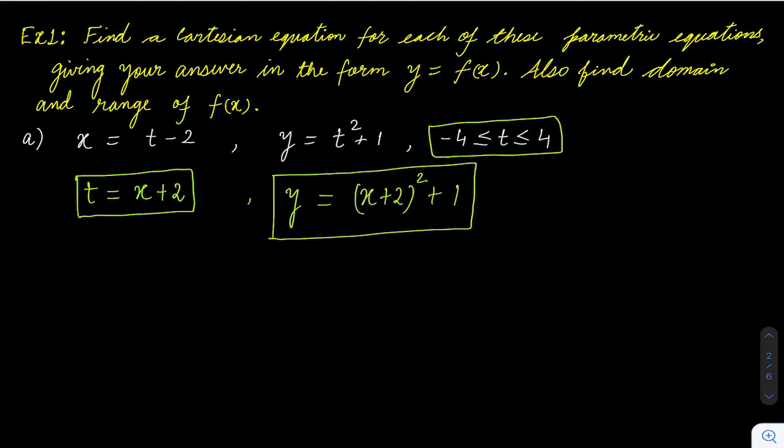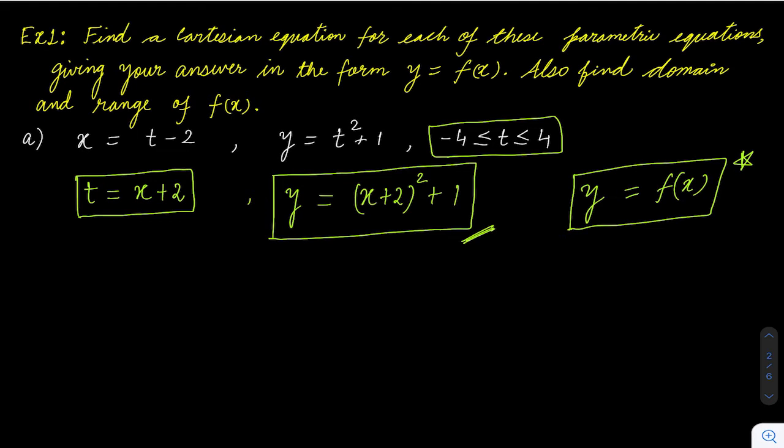You can see this is in the form of y equal to f of x. That is, y is a function of x and there is no t. Just remember this, whenever you are converting into Cartesian, whatever your parameter is, that should not be there in the equation. Okay, so we have eliminated the parameter. So this is my Cartesian equation. Now next thing, also find the domain and range.